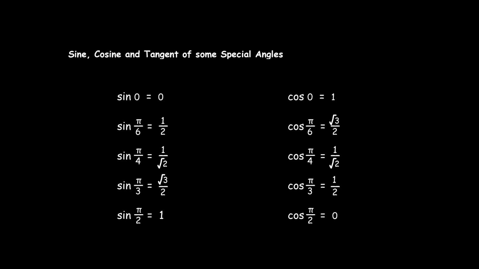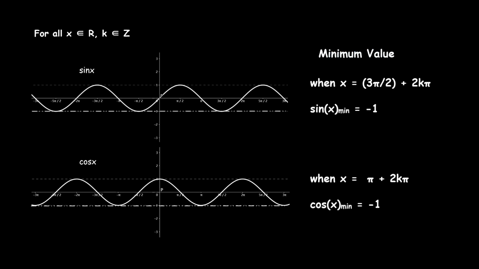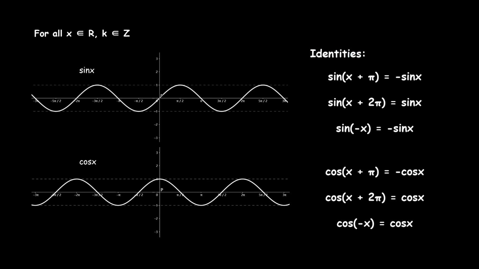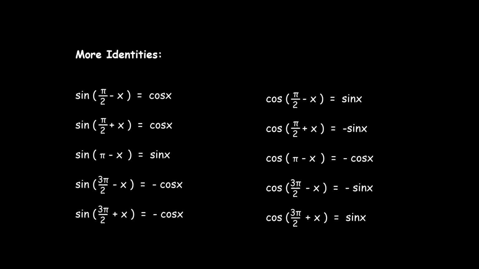From the sine and cosine graphs, both have a maximum of 1 and a minimum of -1. Using this, we also derive key identities. Moreover, we explore other important trigonometric identities as follows.